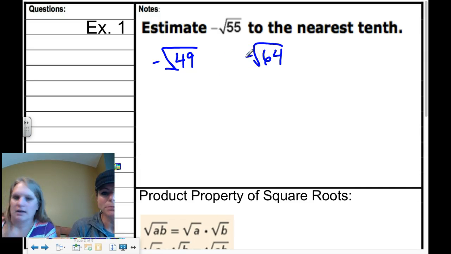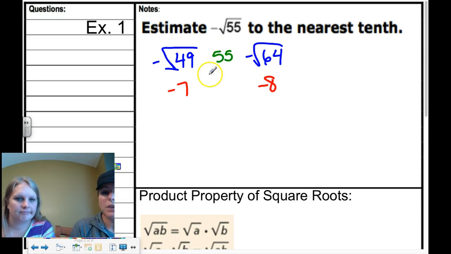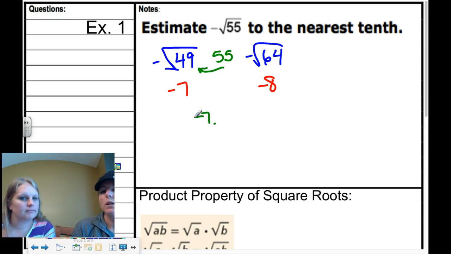So we know the answer is going to be in between there. Well, the square root of 49 we know is 7, so let's give the negative. And the square root of 64 is 8, and bring on the negative. Now we ask, is 55 closer to 49 or 64? 55 is closer to 49. So we know our estimate is going to be closer to negative 7.